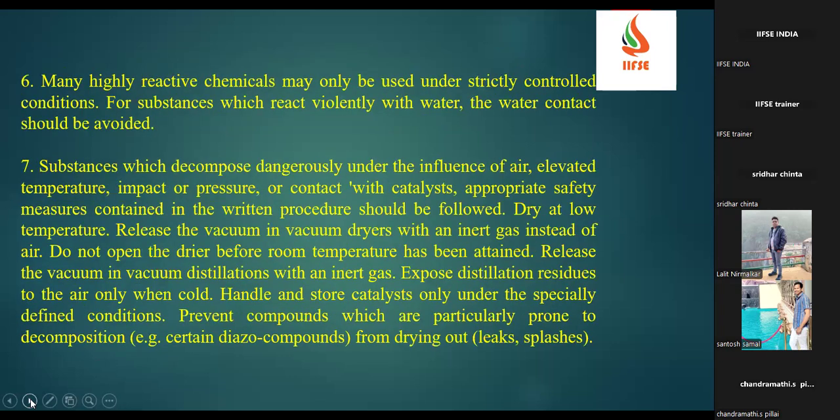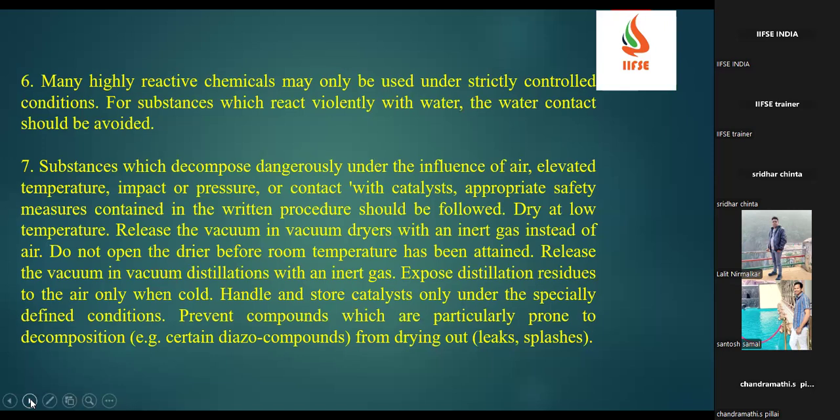Now, many highly reactive chemicals may only be used under strictly controlled conditions. For substances which react violently with water, water contact should be avoided. I'll take sodium as an example, which is highly water reactive. So sodium is stored in immersed conditions. Immersed means it is stored in some oil. It is not supposed to be exposed to any atmospheric condition, not just water. Even the water concentration in the general atmosphere is highly incompatible with this kind of chemical.